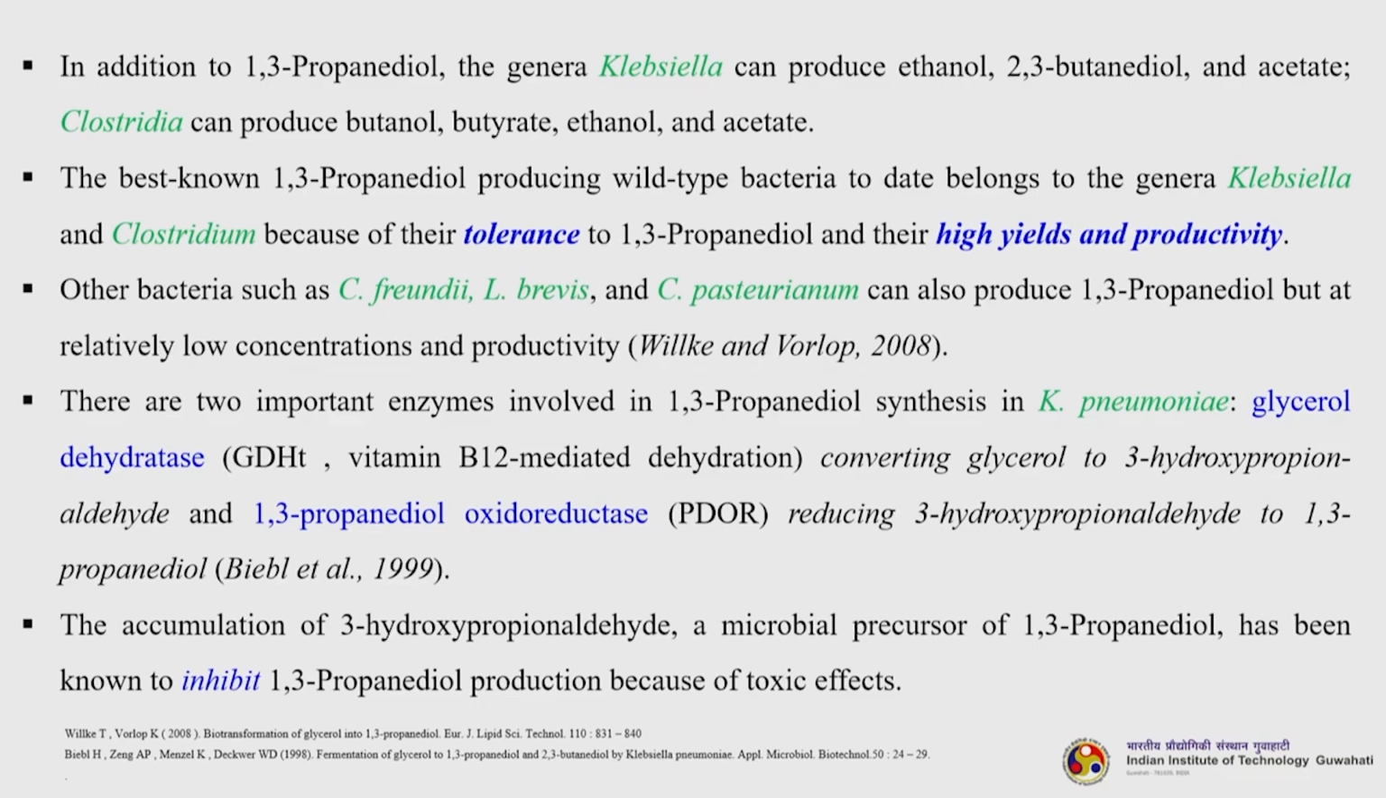converting glycerol to 3-hydroxypropionaldehyde, and then the next enzyme is 1,3-propanediol oxidoreductase, PDOR. What it does is reduce 3-hydroxypropionaldehyde to 1,3-propanediol. Now, the accumulation of 3-hydroxypropionaldehyde, a microbial precursor of 1,3-propanediol, has been known to inhibit 1,3-propanediol production because of its toxic effects.